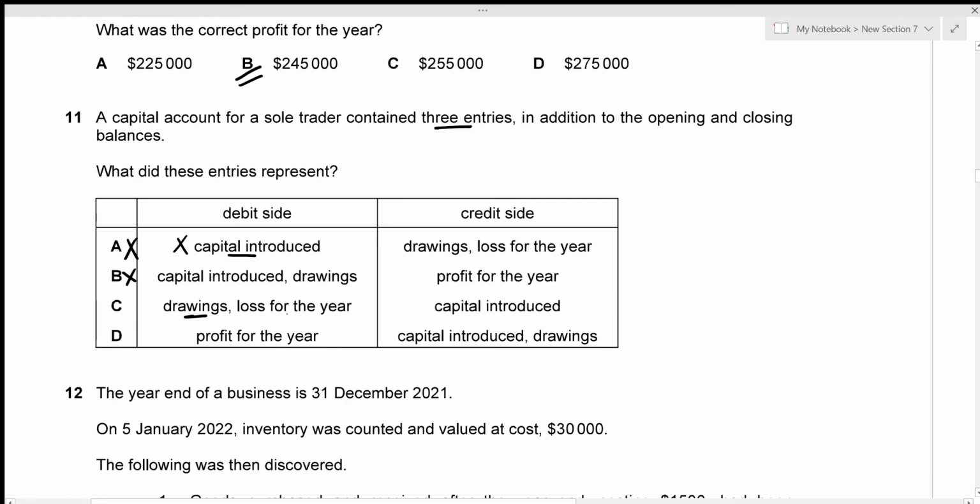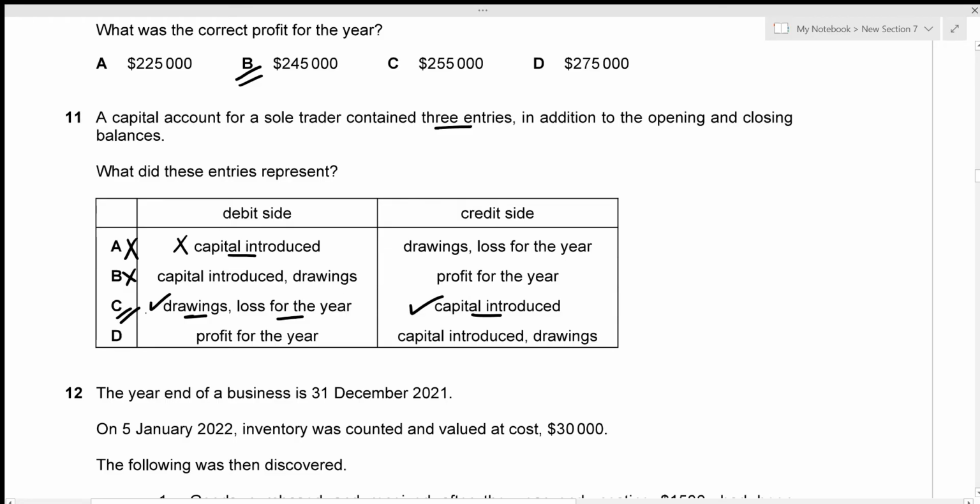The third one includes drawings and loss for the year. So drawings and loss for the year are both something that's going to reduce the balance on the capital account. And whenever there's something that's going to reduce the balance, that's going to be recorded on the debit side, which means that this is correct. Now let's move on to the credit side. We have capital introduced. Like I said before, whenever capital is introduced, that's going to be recorded on the credit side. So that's correct as well, meaning option C is our correct answer.